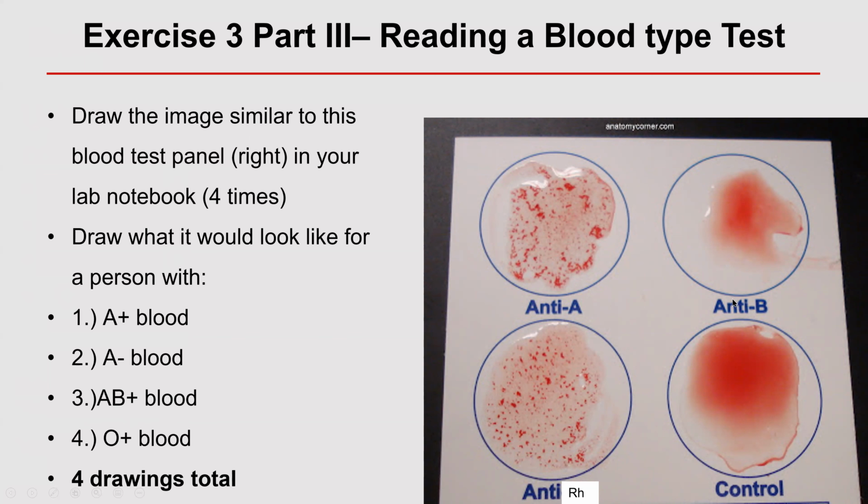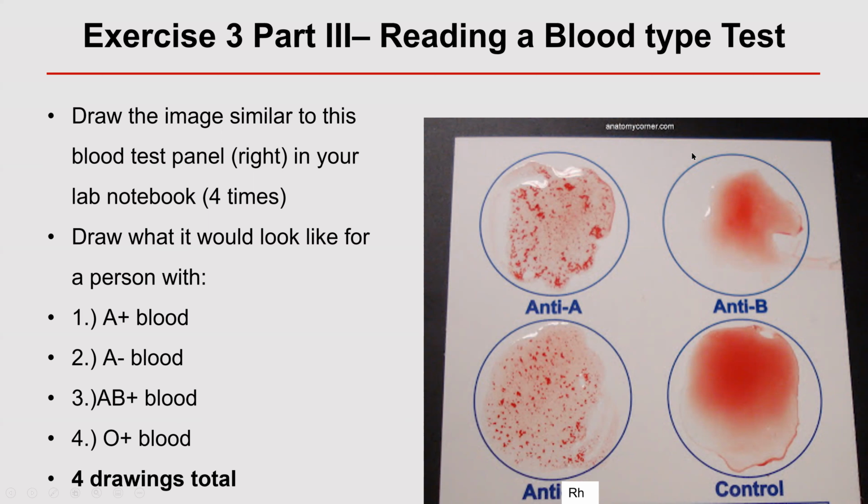So what we did here essentially is, first, what you would do is you would put a drop of one person's blood, 1 drop each of the same person, into each of these little clear circles.